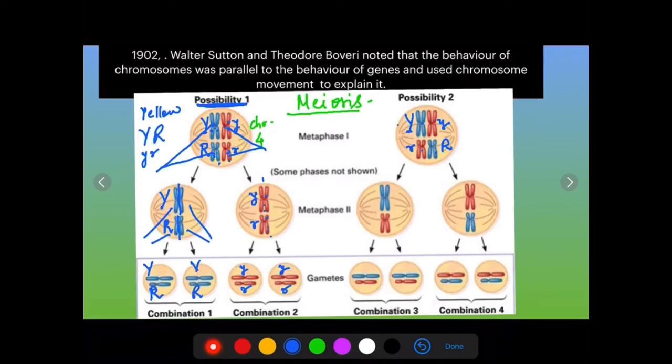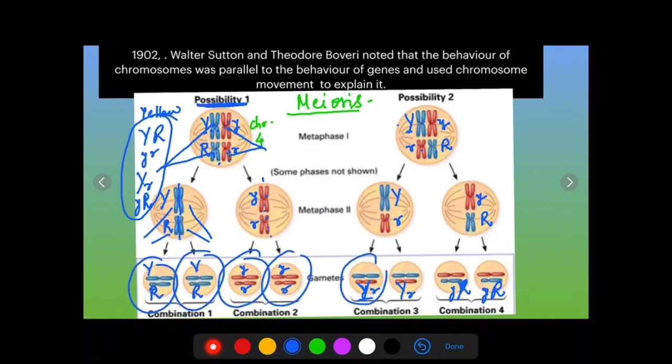So this makes the combination. In case of meiosis, this is Y, this is small r, this is small y, and this is capital R. After the splitting of centromeres, this has capital Y and small r, capital Y and small r, small y and capital R, small y and capital R. So these were the combinations: capital Y, small r, and small y, capital R. These are the gametes which were predicted by Mendel according to mathematics. But this gamete formation was seen experimentally as physical evidence by Sutton and Boveri.